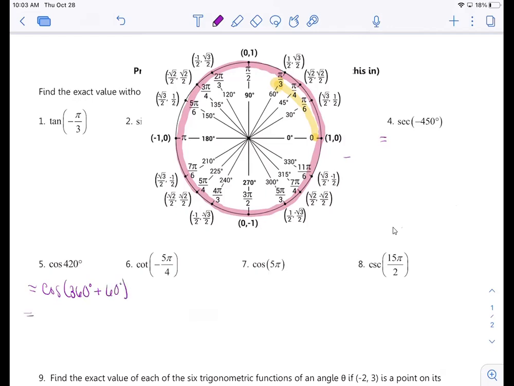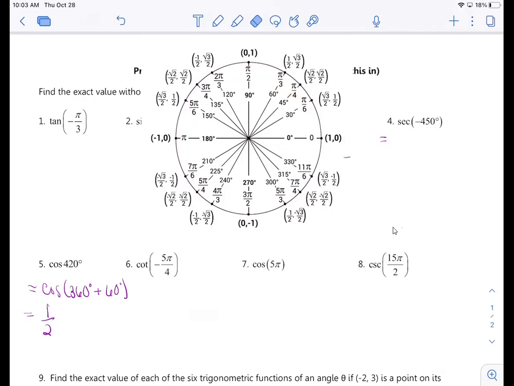You don't have to show that work. I think it's helpful, but you don't have to. Okay, so now I know I end up here, and this is my cosine value, so that equals 1/2. It's kind of fun. It's like a little puzzle. All right, let me go ahead and get rid of that for the next one.